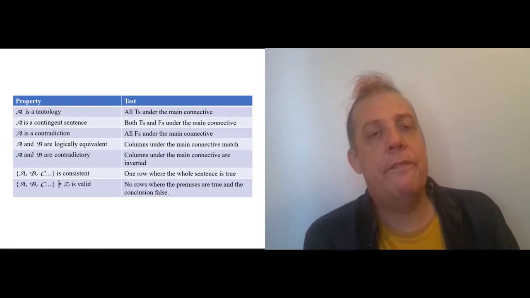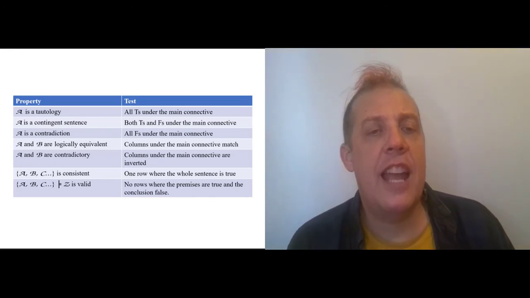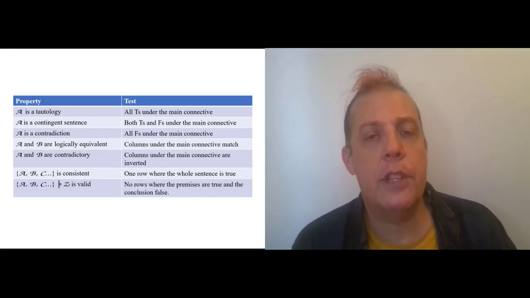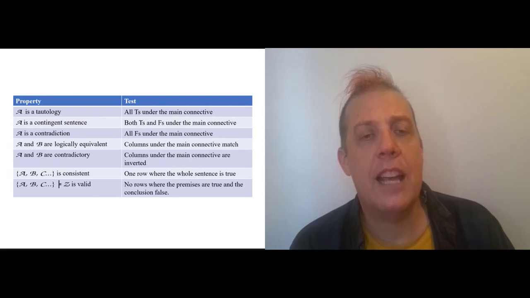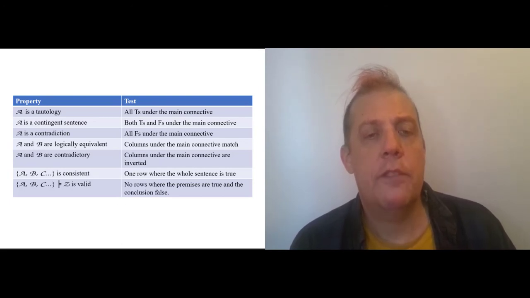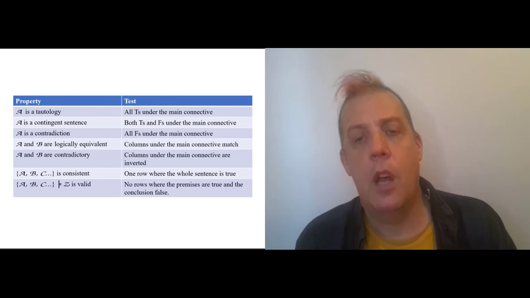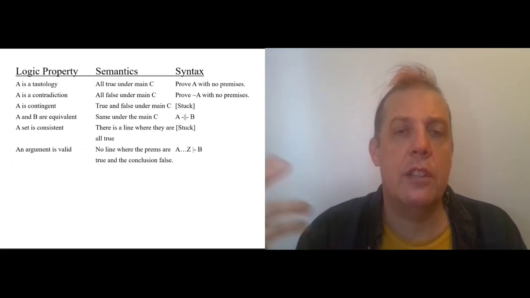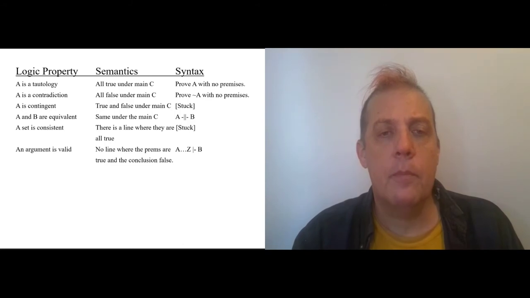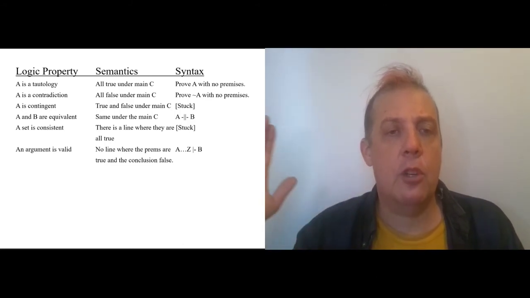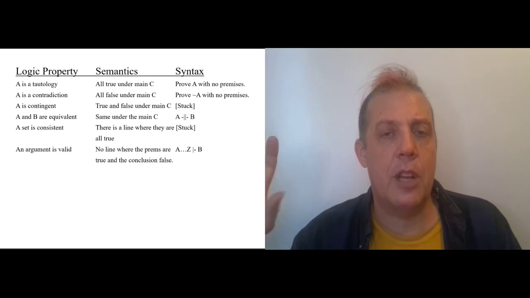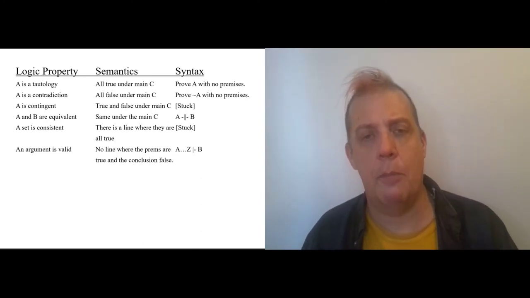Okay. If two sentences A and B are logically equivalent, the columns under the main connectives match. If a set of sentences is consistent, there's one row where the whole set is true. And if an argument is valid, there are no rows in which the premises are true and the conclusion false. And what we'll see later on is that all of these semantic methods have equivalent syntactic methods, except sometimes you will actually get stuck, and we'll talk about that later as well.